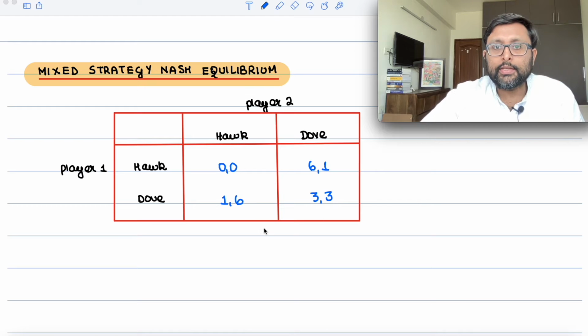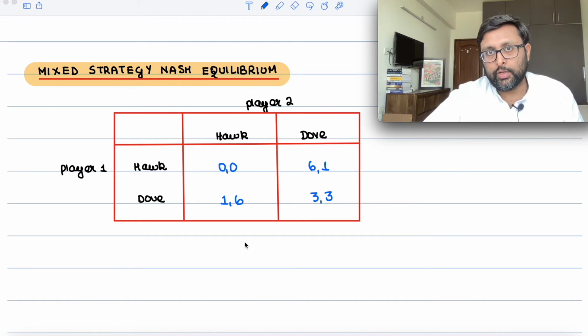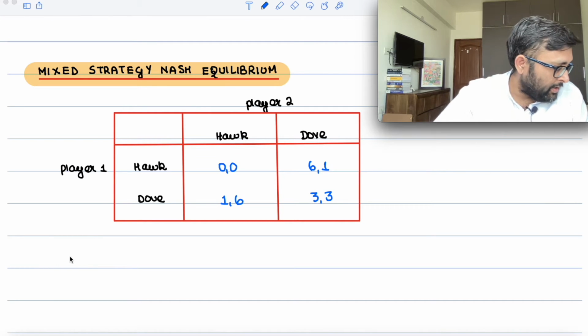Up until now we've been thinking about the players making a choice for a strategy once and for all. Each agent makes a choice and he or she sticks to it. That's what pure strategy is. Mixed strategy is that you are randomizing these choices. So let me write that first and then we'll look at it.